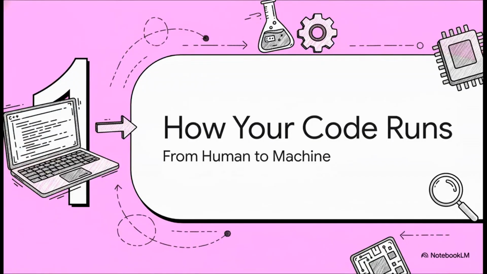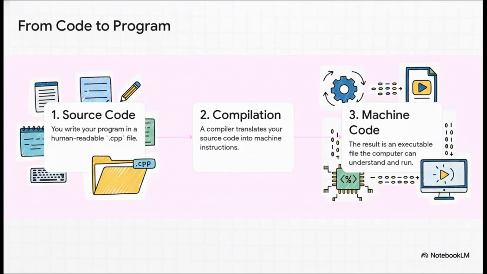All right, so how does that translation actually work? Let's take a look at the journey your code takes from your screen to a program that's actually running. It really boils down to three simple steps. First, you write the code in a file. We call that the source code. It's readable by you and me. Then, the compiler does its thing and translates it. And what comes out the other end is an executable file filled with machine code, basically instructions the computer can run directly.